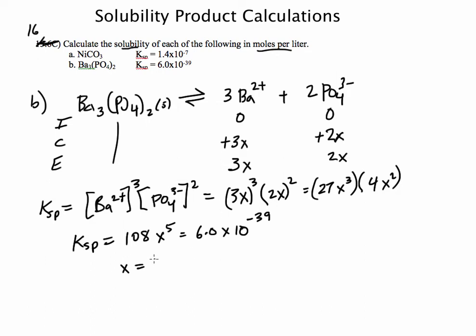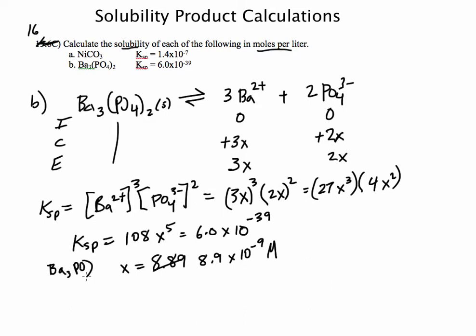And x is equal to 8.89. Two significant figures technically, so let's just make that 8.9 times 10 to the minus 9. And that would be my molarity. Now, be careful with this.